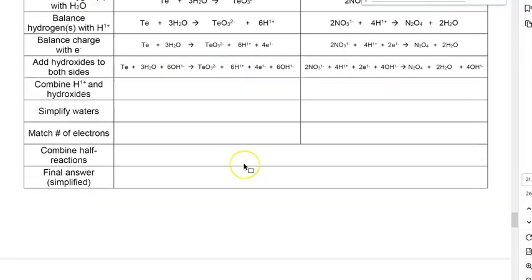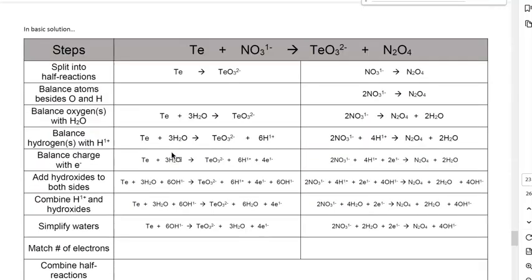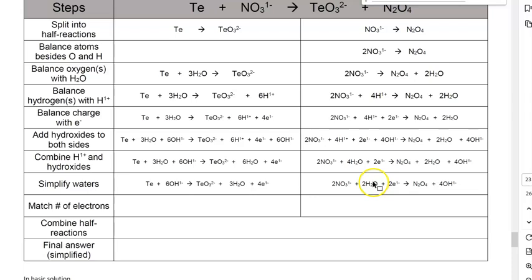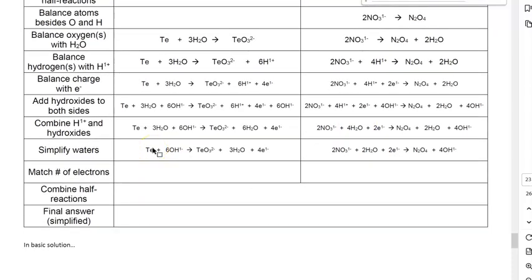Okay, so this is what that looks like in the next step. I ended up making my 6 waters from this 6 and this 6, and then my 4 waters came from the 4 and the 4, and then this next step says simplify waters. I'll show you on the screen and I'll show you the answer. So these 3 waters are going to make this go to a 3, and these 2 waters are going to make that go to a 2. This is what it looks like in print. I reduced or simplified my waters. Okay. So those 3 steps were the new steps that make it unique for a basic solution.